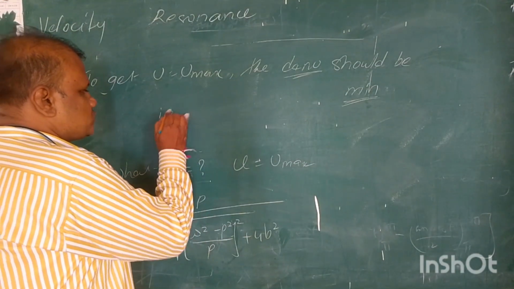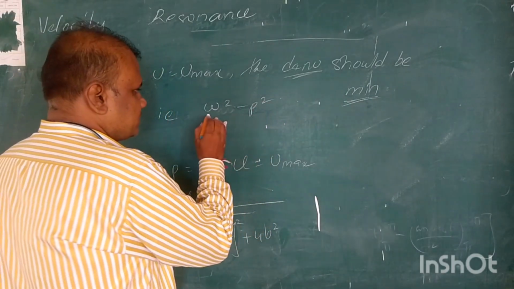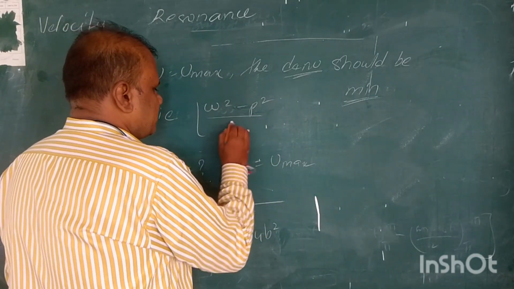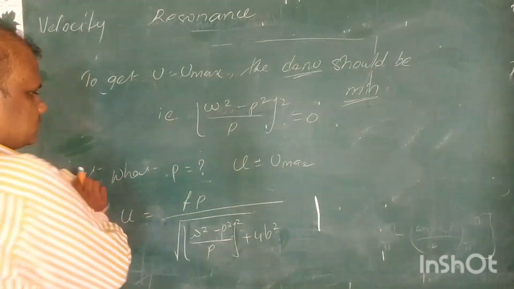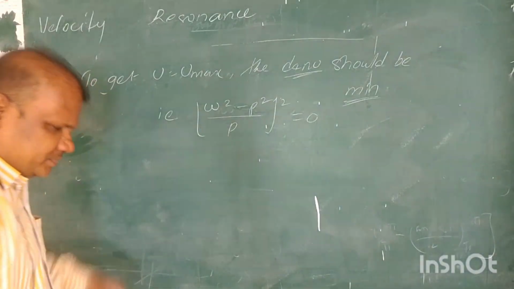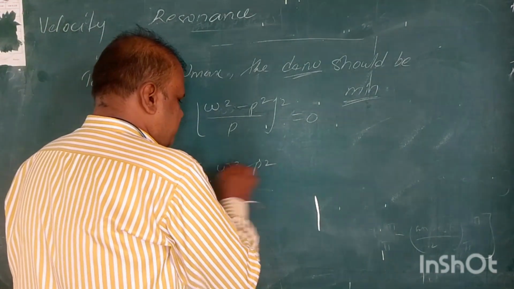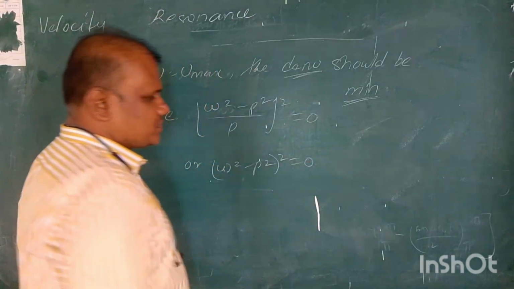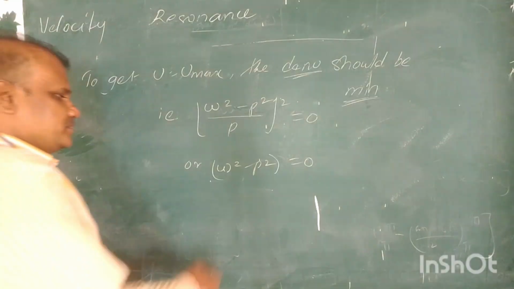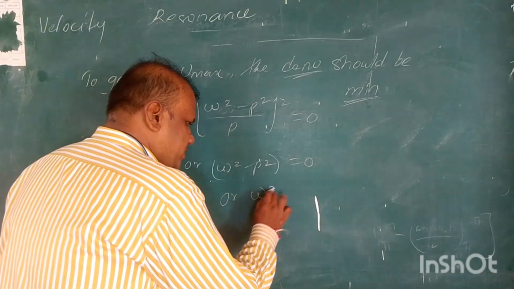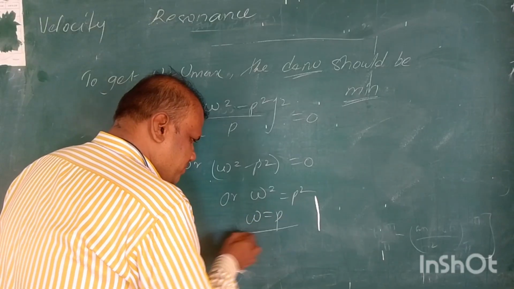So that is, (omega square minus p square) divided by p should be equal to 0, or (omega square minus p square) whole square equal to 0, or omega square minus p square equal to 0, or omega square equal to p square, or omega equal to p.